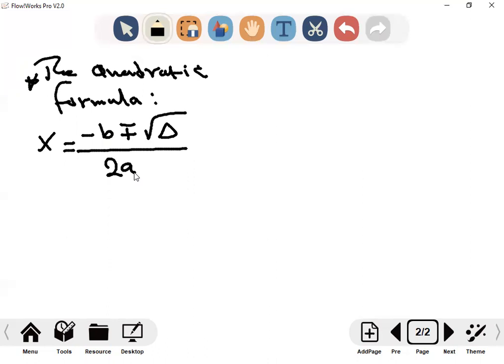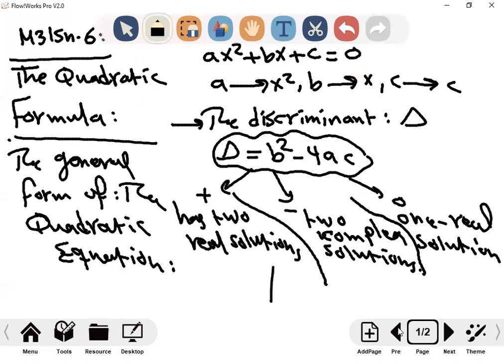What's b? The coefficient of x. What's a? The coefficient of x power 2. Of delta, b power 2 minus 4ac. Got it? Let's take a general example.